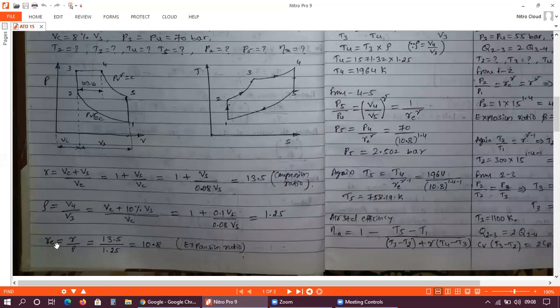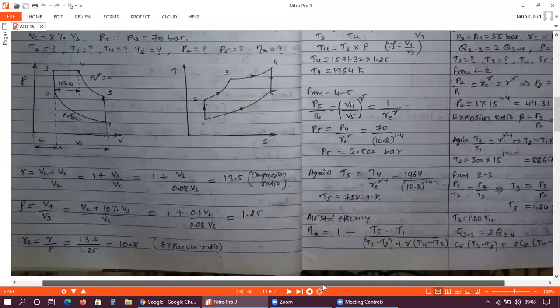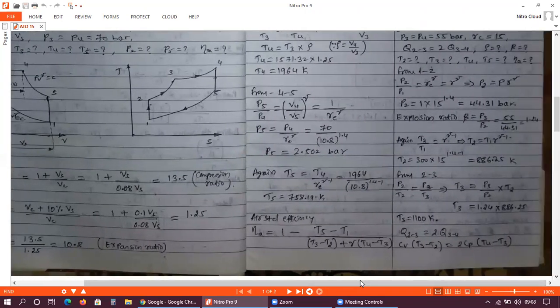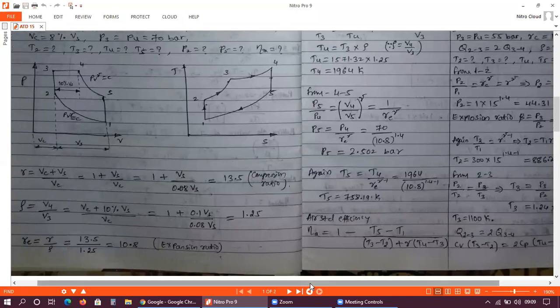Now one more part that is required, that is the expansion ratio. Expansion ratio is the compression ratio divided by the cutoff ratio. So we have calculated both the values here, 13.5 divided by 1.25. So this is equal to 10.8, which will be the expansion ratio. Okay, now coming to this, we have calculated three parts here: the compression ratio, the cutoff ratio, as well as the expansion ratio.